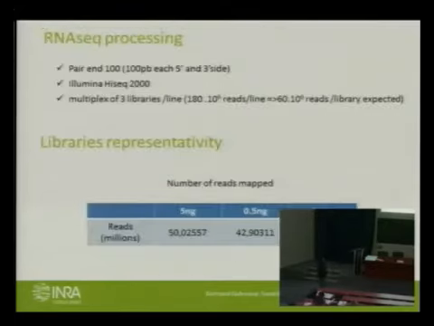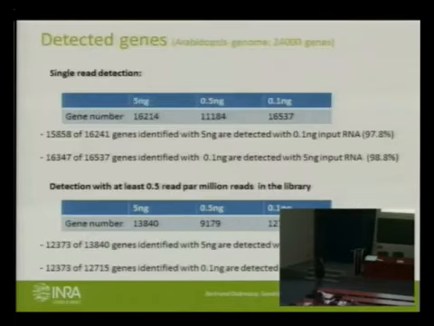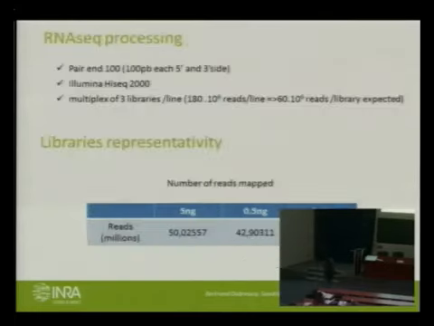For RNA-seq processing, we made paired-end 100 sequencing on an Illumina HiSeq 2000, and we multiplexed the libraries by 3. We expect, I'm sorry, I have problems with the device, we expect a coverage of more or less 60 million reads, which is more or less what we got here. I don't have the 0.1 nanogram results, so that library failed, but we do have the 0.5 nanogram library. And we got a coverage of more or less 50 million reads, which is nice.